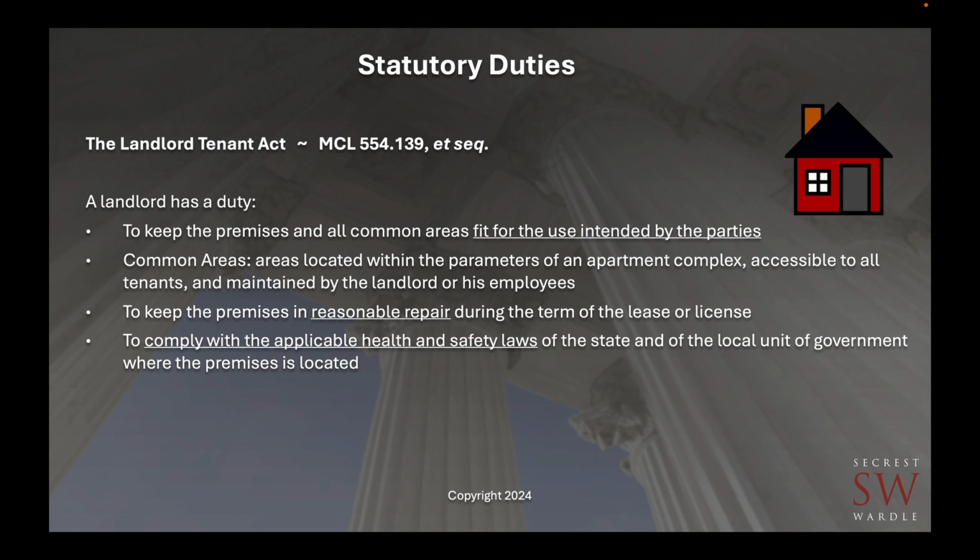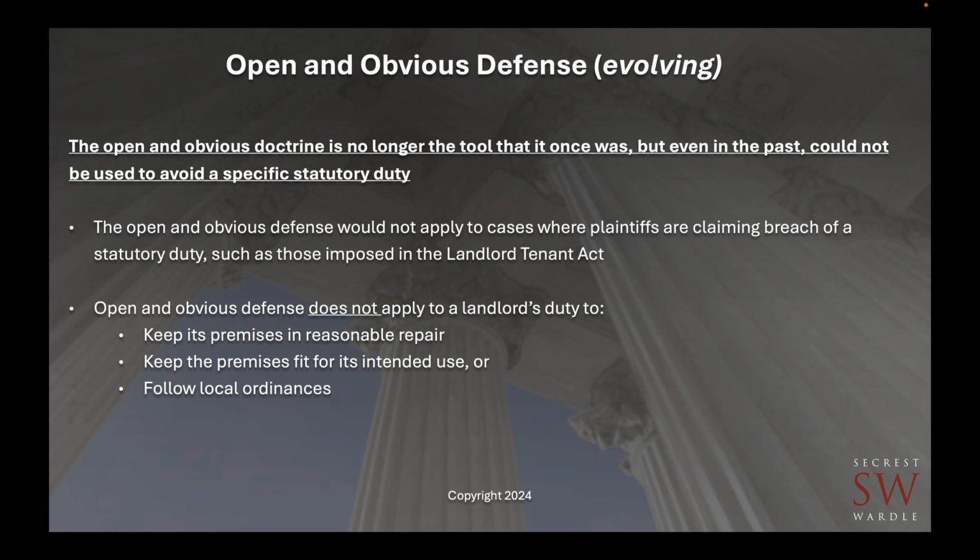Common areas would be considered those areas in an apartment complex where everyone has access. Those are typically maintained by the landlord or someone the landlord has hired to do this job. Now we are going to briefly discuss open and obvious, but this topic itself was a subject of an earlier webinar presented by my partner Mark Masters, so in an effort not to be redundant, we won't discuss it at length today.